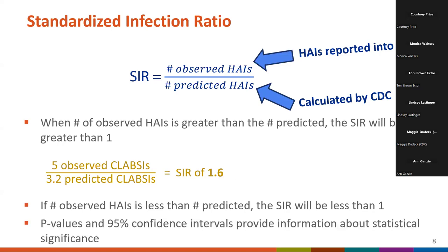And when we talk about interpretation of the SIR, we usually also talk about p-values and 95% confidence intervals. Now, I promise that I'm not going to get too technical here. We're talking about how these numbers are calculated. But I'll just say that they are two statistical values and they are calculated for you in NHSN, and they provide you with information about whether the number of observed HAIs is statistically significantly different than the number of predicted HAIs. So these values can help you interpret the SIR.